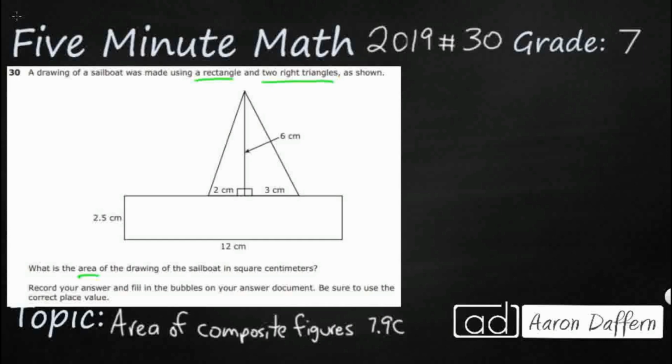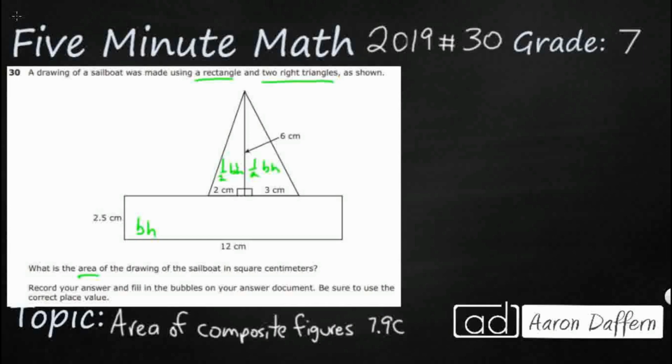And so really we need to find the area of this particular rectangle. So this is base times height. We need to find the area of this triangle, 1/2 base times height. The area of this triangle, which is going to be similar but not exactly the same, 1/2 base times height, and add all three together.